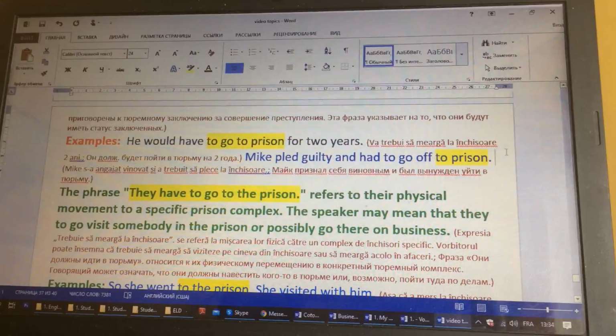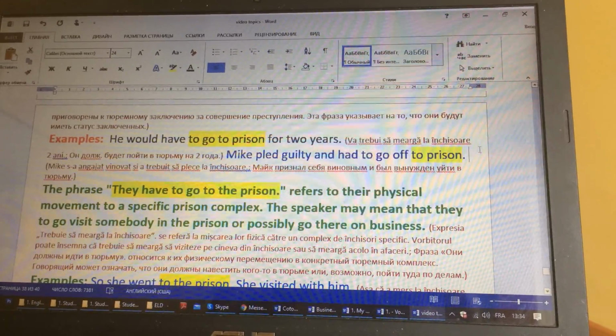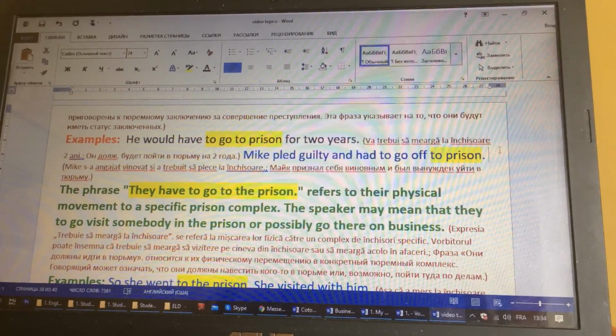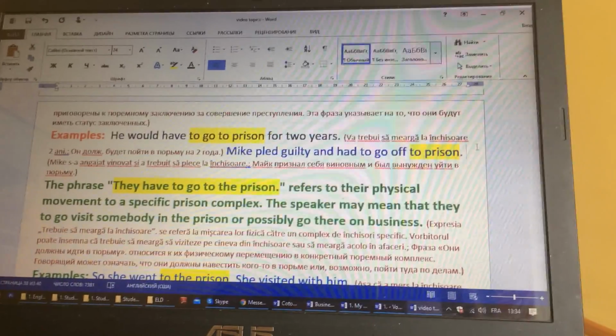Examples: He would have to go to prison for 2 years. Mike pled guilty and had to go off to prison.